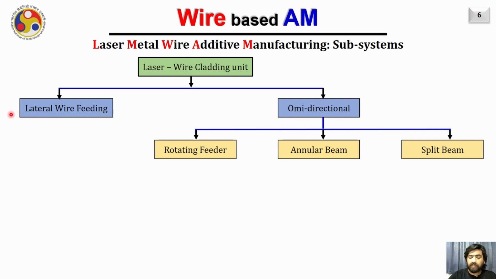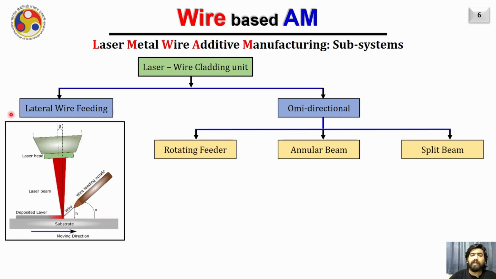When we say it is a lateral wire feeding unit, it means the laser beam is creating a molten pool here, the laser beam is close to vertical, and the wire is fed into the molten pool created by this laser beam from the side, as you are seeing. This is typically called the lateral wire feeding method.